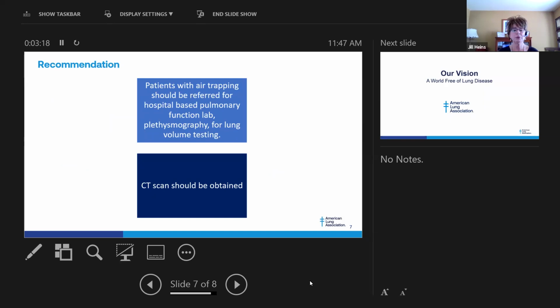If you suspect air trapping, you should refer the patient for a hospital-based pulmonary function lab so that plethysmography can be performed for lung volume testing. Additionally, a CAT scan should also be obtained for the patient.